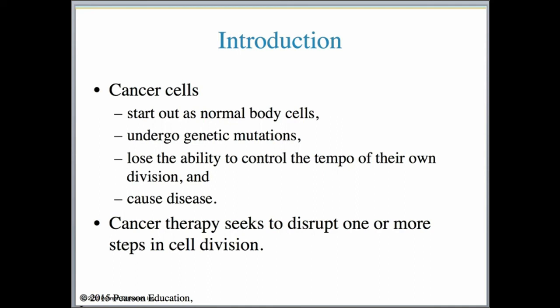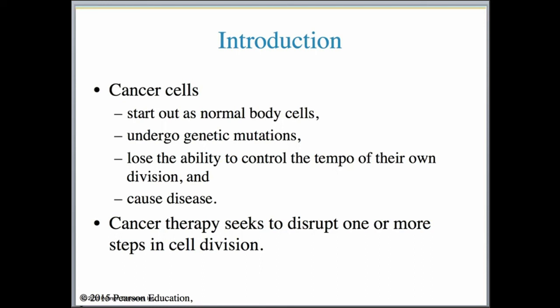So cancer cells start out as normal body cells. They undergo genetic mutations that cause them to lose the ability to control the tempo of their own division, and so they cause disease. So cancer therapy seeks to disrupt one or more steps in cell division. Chemotherapies disrupt mitosis, and that's why they're so toxic, because all of the cells in your body need to use mitosis at some point. You need to replace old and damaged cells.